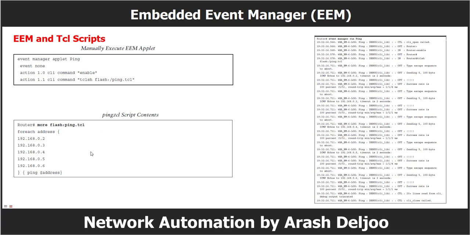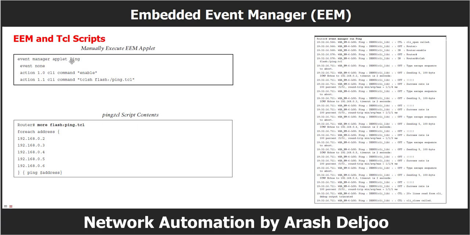For reference, this example displays a snippet of the exact content of the ping.tcl script used in this manually triggered EEM applet. To see the content of a TCL script that resides in flash memory, issue the more command followed by the file location and file name. Here you can see more flash:ping.tcl. The more command can be used to view all other text-based files stored in the local flash memory as well.